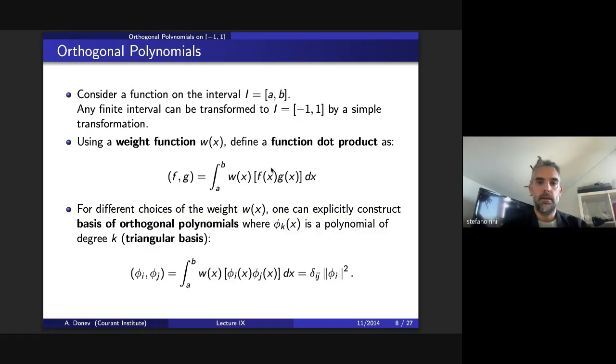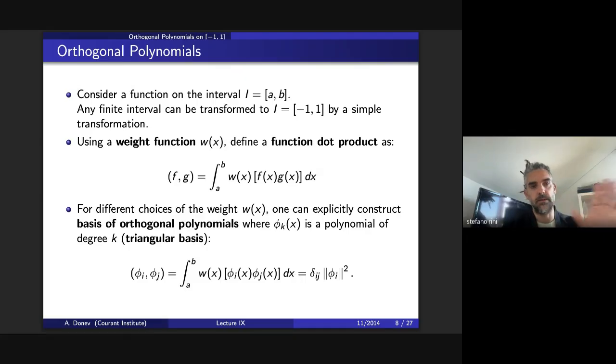So we said that we can also define a weight function, when we have this norm, and for different choices of the weight omega k, one can then explicitly construct a basis polynomial, where the phi k is a polynomial of degree k using a triangular basis. So here we have this inner product. We added the weight function, and then we said that this must be equal to the phi i times phi j. So if we put this to be the phi j, here we get this delta function.